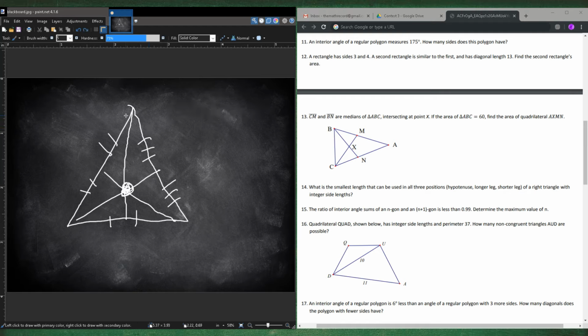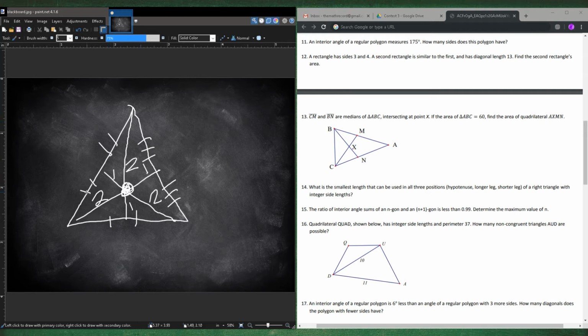A cool thing about a centroid is that the ratio of this line to this line is 2 to 1. From the vertex to the point and the point to the side is 2 to 1. The same thing applies to the other lines, 2 to 1 here and 2 to 1 here. So vertex to centroid and centroid to the side, 2 to 1. Based on that, we could use similar triangles.